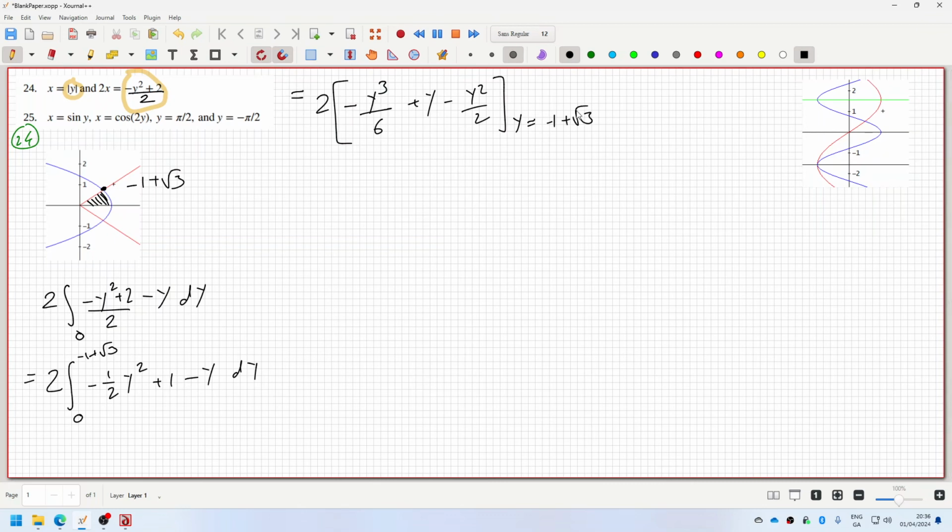Let's type that in. And minus answer cubed over 6 plus answer minus answer squared over 2 times 2. That is minus 8 plus 6 root 3 over 3. Okay, now on to 25.